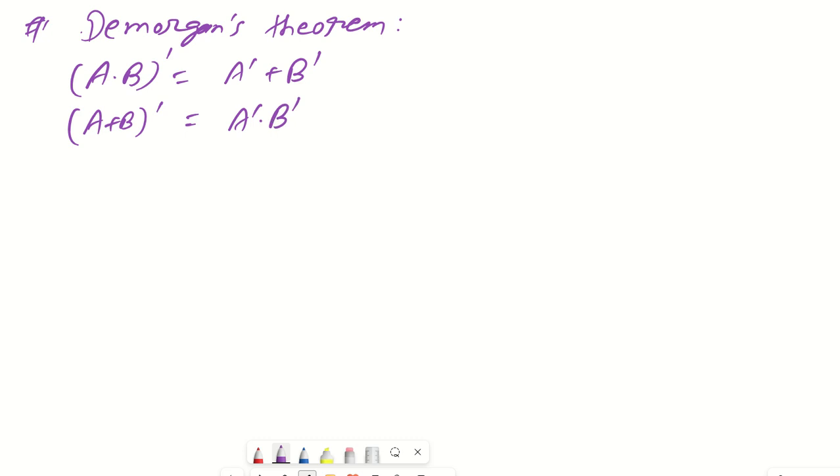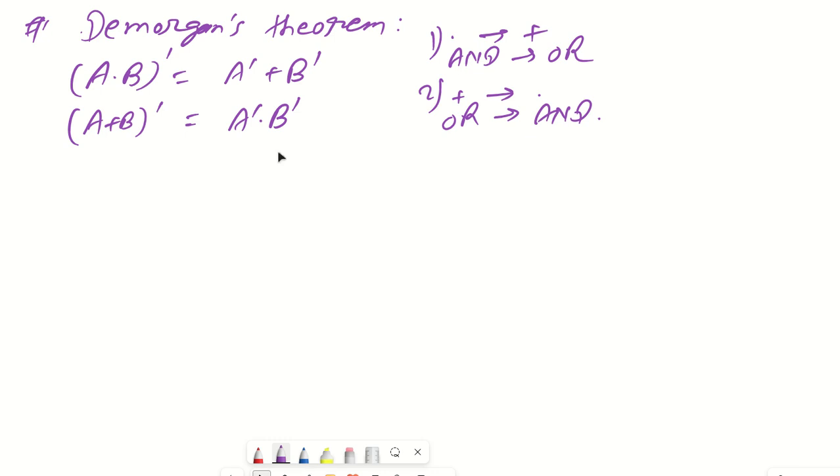So it is a very good method to convert from AND gate to OR gate or OR gate to AND gate. So this dot operation, what is the law? Dot operation is going to get converted to addition operation. That is nothing but AND operation is getting converted to OR operation. Number 2, if it is OR operation, it is going to get converted to AND operation. So this is what De Morgan's law is.